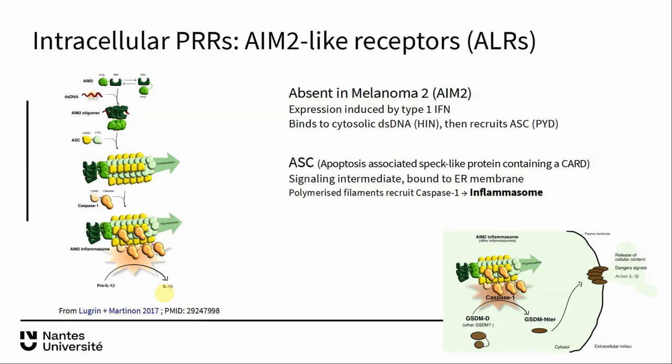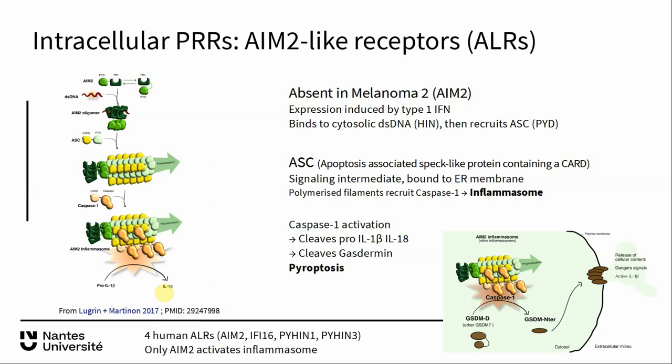Gasdermin is another substrate of caspase 1. So when gasdermin gets cleaved, it will be able to form these pores in the membrane, and then IL-1 beta comes out. Okay, so that's AIM2-like receptors, and so you've got this cell death because you have caspase activation inside the cell associated with inflammation. This is called pyroptosis. Now there are 4 human AIM2-like receptors, but only AIM2 activates the inflammasome.